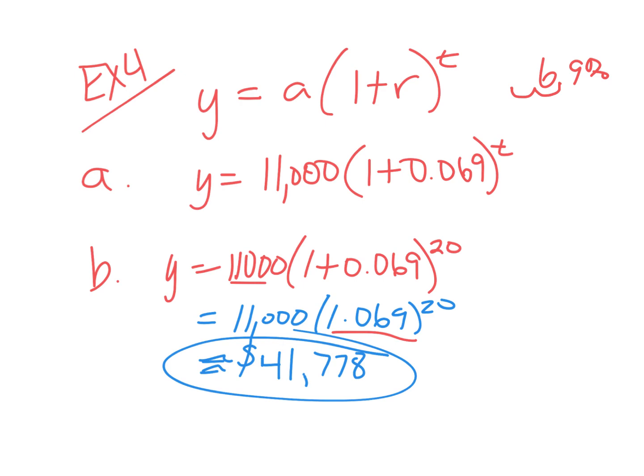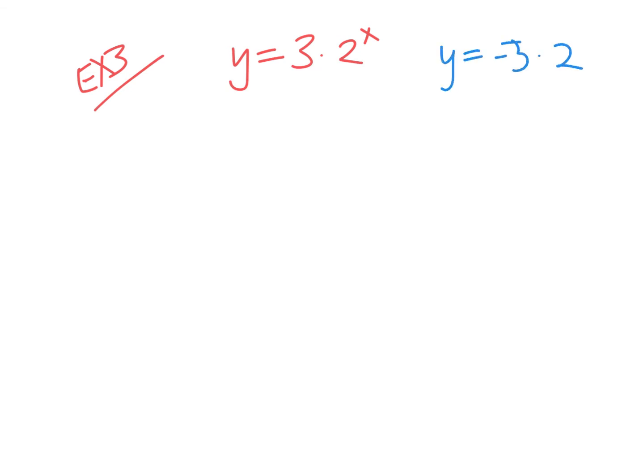About $30,000 profit. Yep, $30,000. All right, let's look at example 3. Graph the functions y equals 3 times 2 to the power of x, y equals negative 3 times 2 to the power of x, and compare each graph, we have 3 graphs, to y equals 2 to the x. That's the graph we just did, right? Yes. Let me go back and see if I can find it.